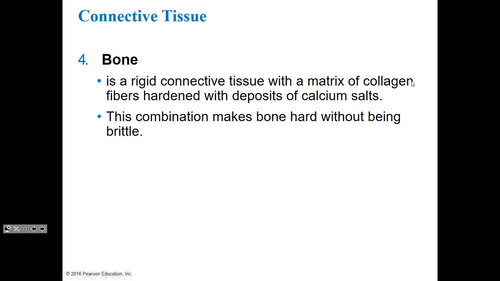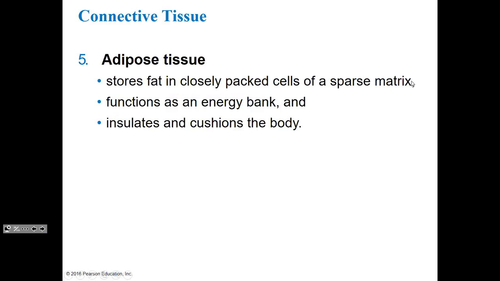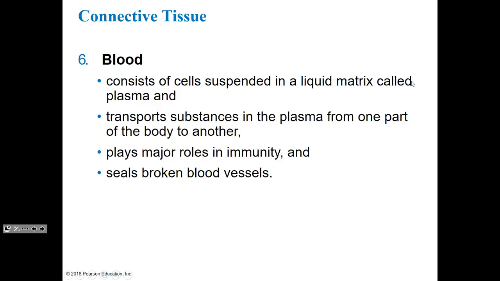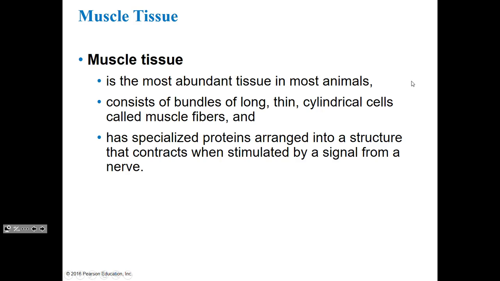And bone, being the most rigid form of connective tissue. And adipose tissue stores fat for us. Fat's used as energy too, so in the digestive unit, we might mention that a bit more. And it insulates and cushions the body. And blood, so we can imagine the use of blood in the circulatory system, so we'll go more over blood. Okay, so the third part of tissue is muscle tissue.